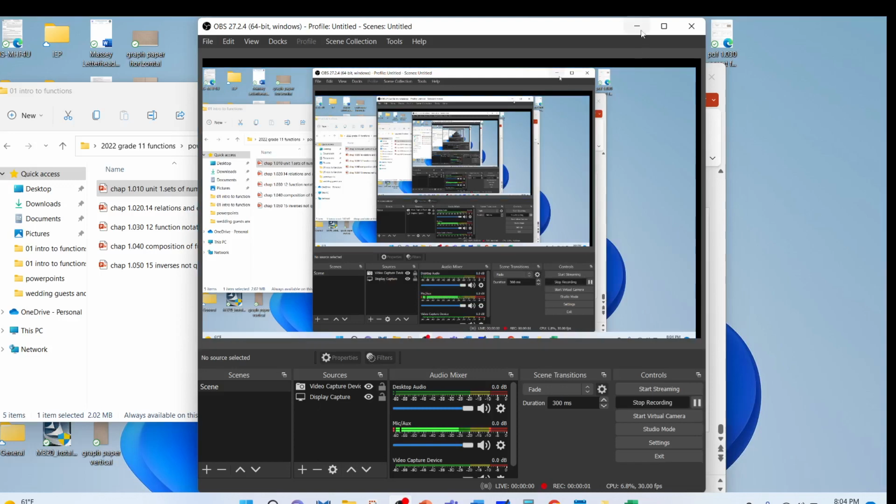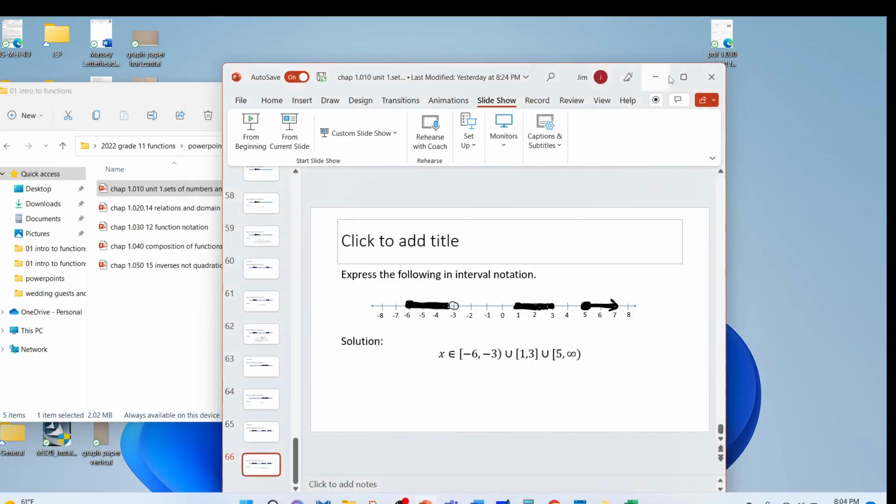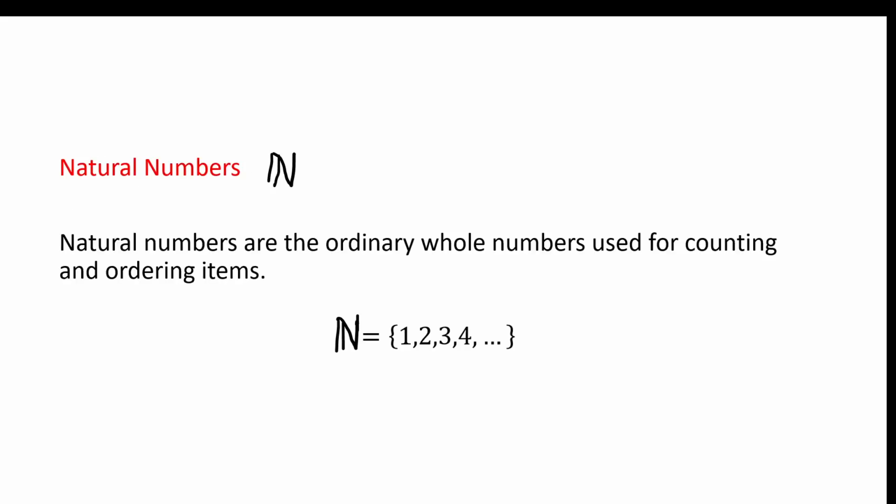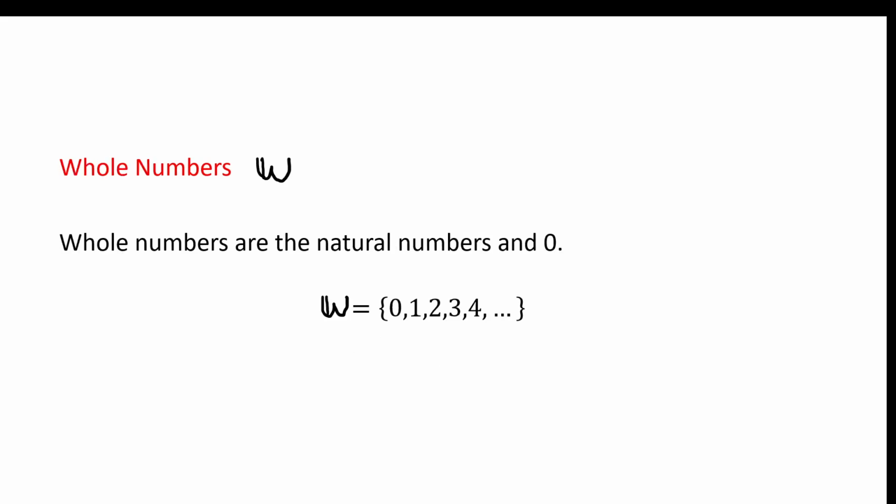In this video, we're going to talk about sets of numbers and number lines. There are many different sets of numbers that we talk about in mathematics. For instance, we can talk about natural numbers, which are positive integers, basically the numbers that you teach someone to use when they're learning how to count for the first time. Now, if we add a 0 to that set of numbers, we have what's called the whole numbers.